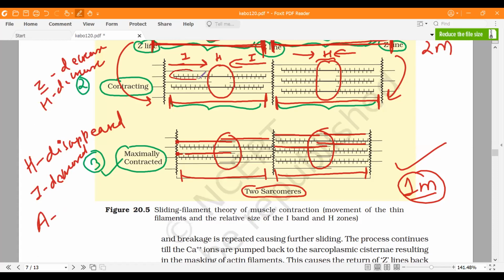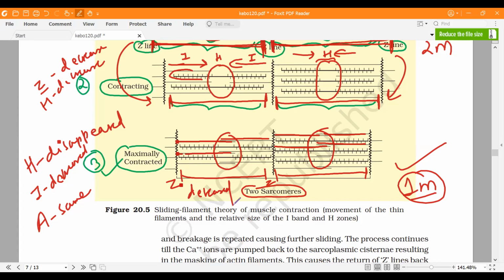What will be the case? Remains same. Why? Because the A band is just overlapped. The length is not decreased. Then what about the distance between two Z lines, beta? What will happen to that? Decreased. It is also decreased to half, because this area is also decreased.